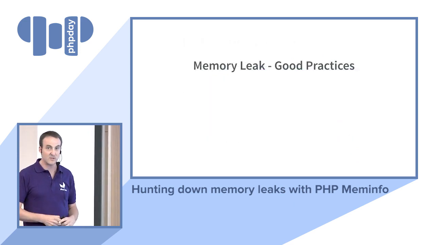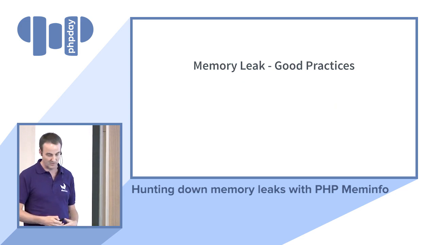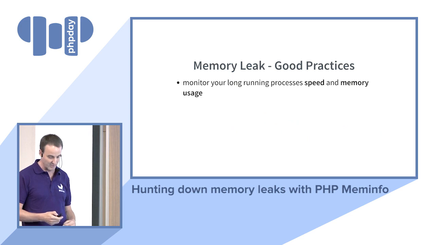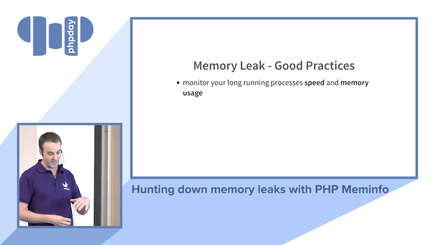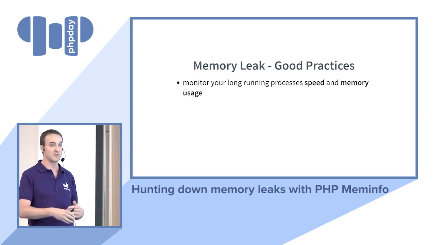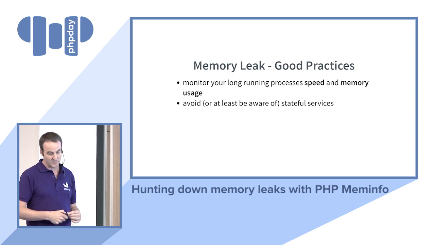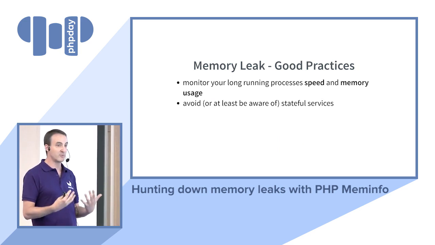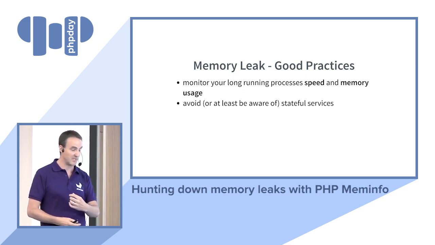I would like to finish with some good practices, memory good practices, that we now apply at Akeneo to avoid or at least identify memory leaks. First thing is to monitor your long-running process speed and memory usage, so you can easily detect memory leaks. Second thing is be aware of, or try to avoid, stateful services, services that may keep references to objects.